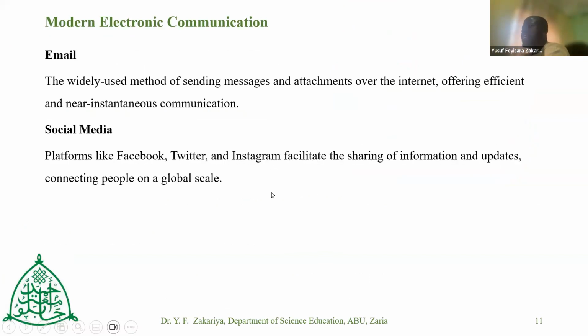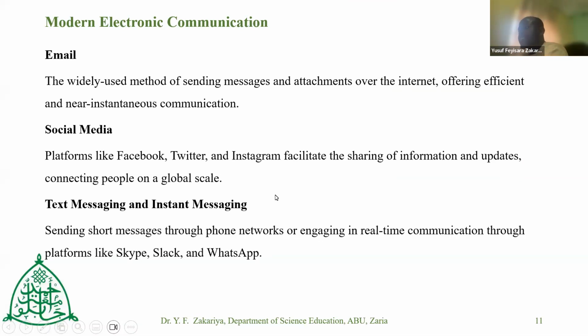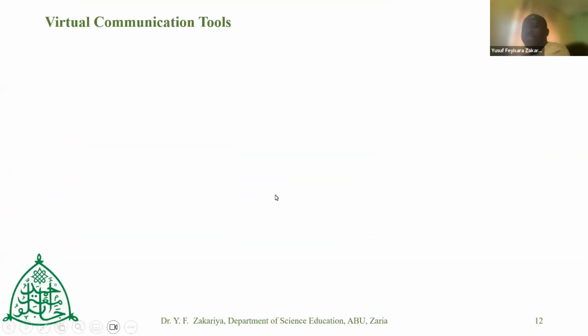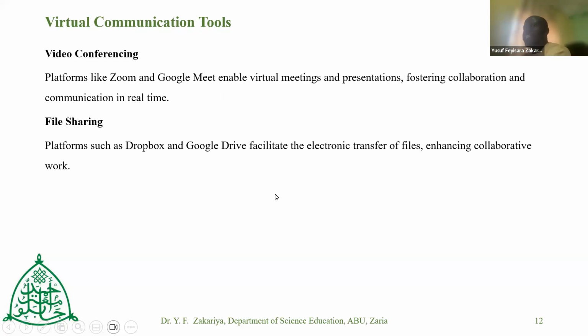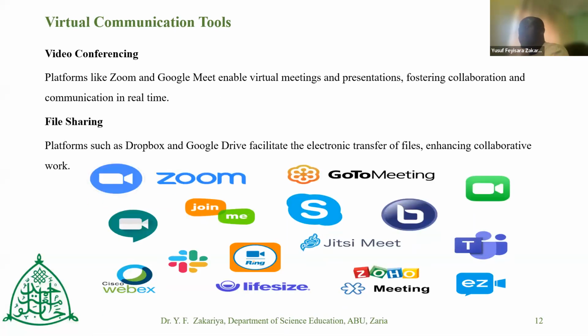And then still on the modern methods, we have email communication. We have social media, that quite a number of you have different accounts with different companies. Then we have SMS, text instant messages, WhatsApp, Skype, and so on. We also have video conferencing, like the Zoom we are using for this particular lesson, or Google Meet, and some other examples. Then we mentioned file sharing, like Dropbox or Google Drive. This is a picture of them, different companies and different platforms through which you can have video conferencing and file sharing.